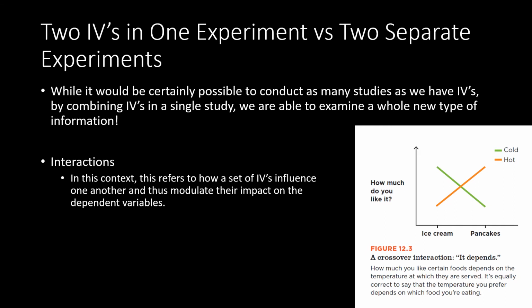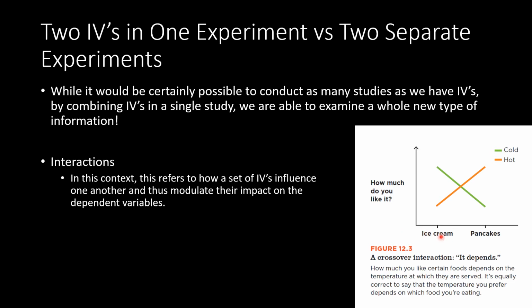And so when this happens, we call these interactions, which is actually an appropriate name, I think. And that just refers to how a set of independent variables influence one another and thus impact their relationship on dependent variables. So here's an intuitive example from your textbook to have that fit in your mind, hopefully. Here, the dependent variable is how much people like certain types of food. That is shown on this axis, where as you go higher and higher, people's liking is increased. The higher a group scores, the more they like some food, and the lower it is, the less they like it.